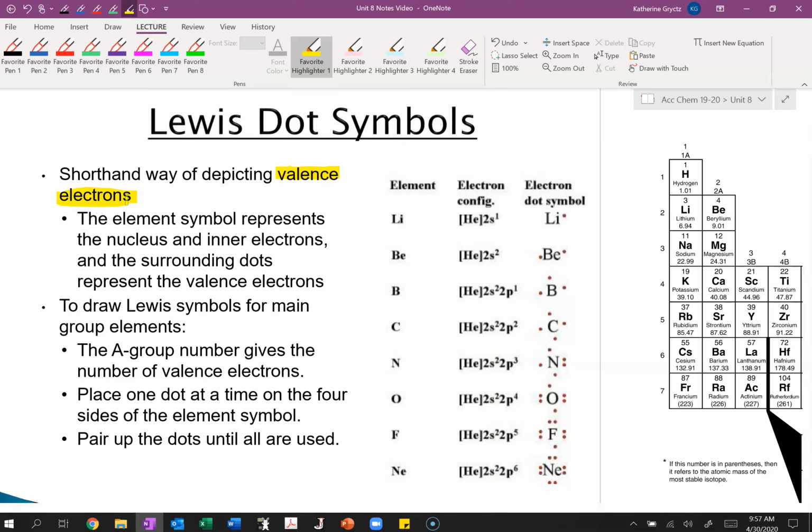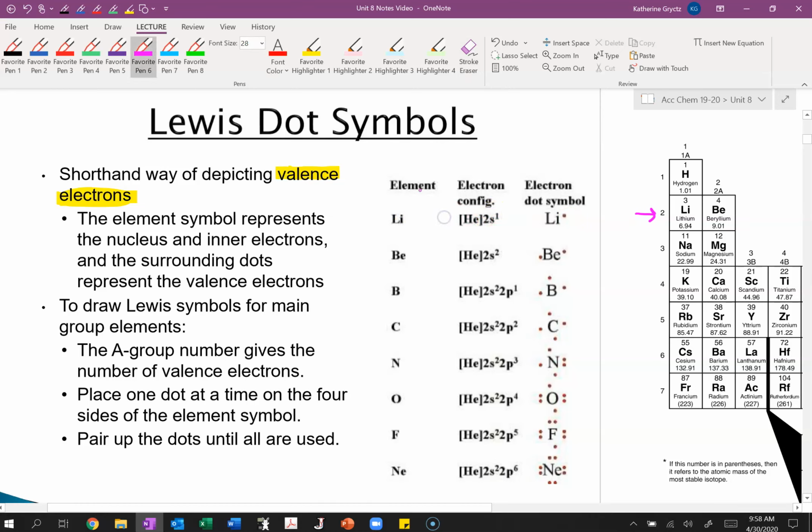Okay, and so what we do to draw this is we take the element, let's say lithium, and we look at its electrons, and we only look at the valence. So for lithium, the valence would only be in energy level number 2. Okay, and it's got one electron in energy level number 2. So when we draw this Lewis symbol, we draw the lithium symbol, the Li, and then we draw a single dot. Each dot is going to represent one electron. So we draw one dot, and it doesn't matter which side it's on, but one dot, and that's the lithium symbol.